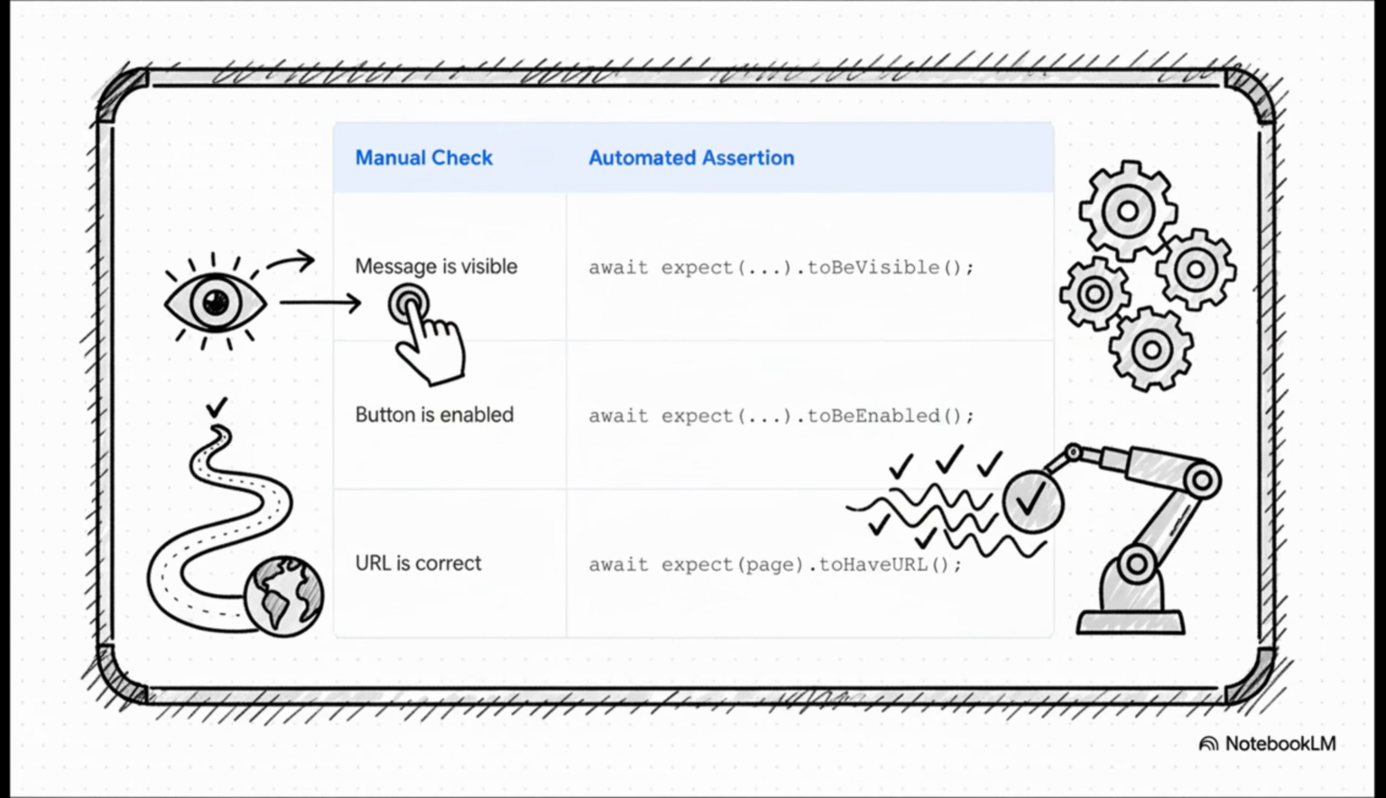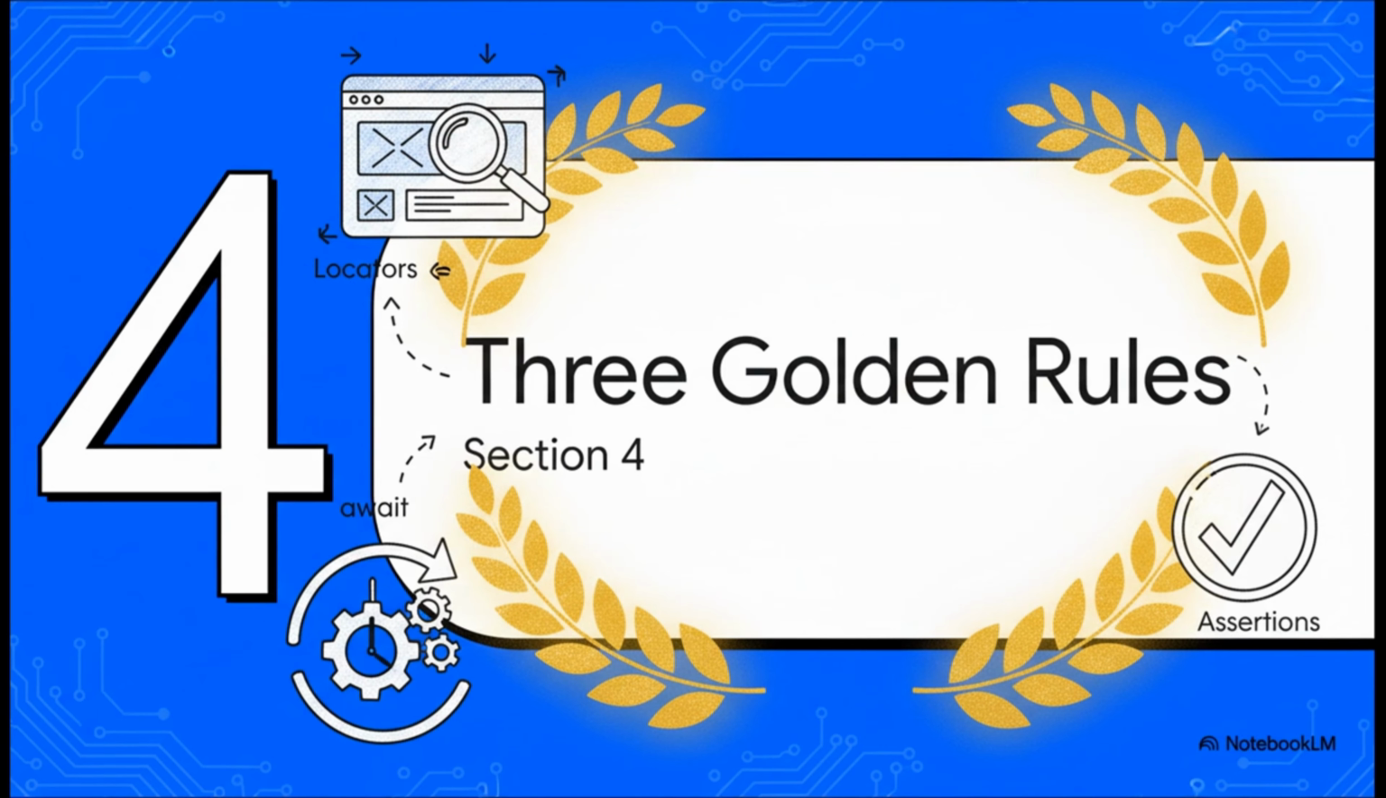And just like before, your manual checks translate directly into code. When your test case says, visually confirm the welcome message appears, the code literally says, await expect this thing to be visible. When you check if a button is clickable, the code checks if it is .toBeEnabled. It reads almost like a plain English sentence that describes exactly what you're checking, but it does it with perfect precision every single time. We have covered so much ground here, finding elements, acting on them, and verifying the results.